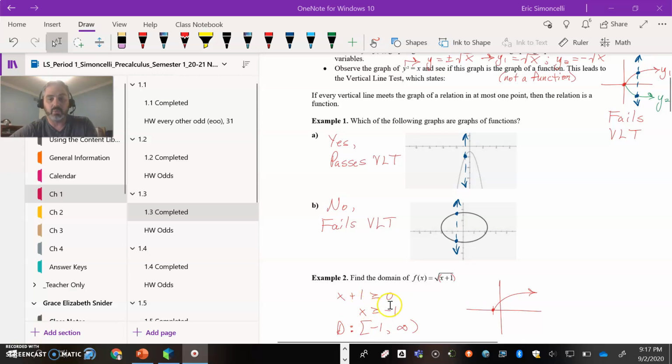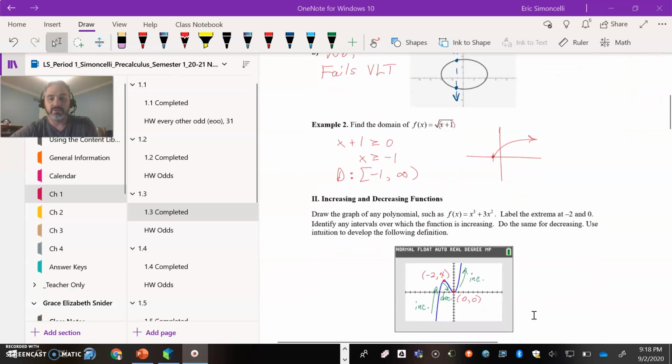If we subtract 1 and solve, you can see here x must be greater than or equal to negative 1. Therefore, the domain is from negative 1 to infinity. The graph of this function, and it is a function because it passes the vertical line test, starts at negative 1 and proceeds to the right, as you can see. So negative 1 to infinity.